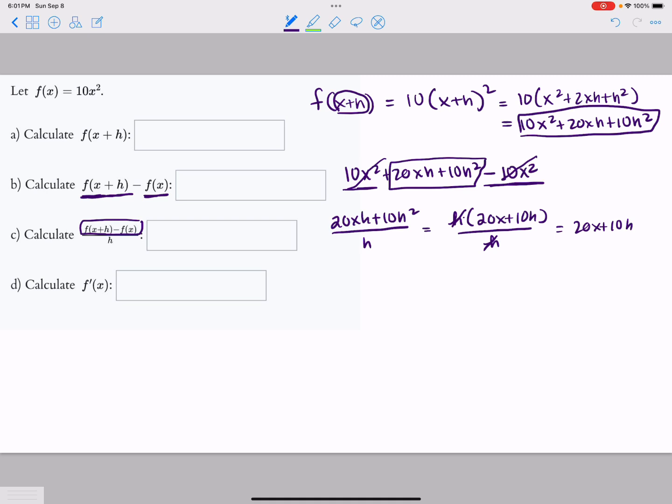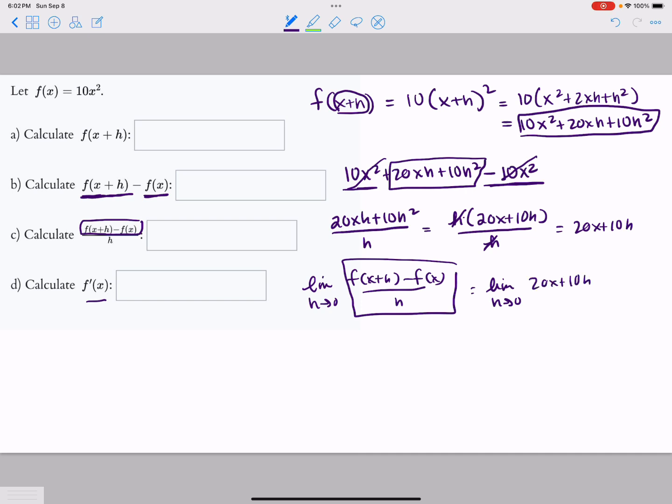And in the last part, you're asked to evaluate the derivative. So the derivative is the limit as h approaches 0 of f of x plus h minus f of x all over h. I've already got this expression, so this is the limit as h approaches 0 of 20x plus 10h. I don't have any divisions by 0, so all I need to do is plug 0 in for h, and I'm left with 20x. So 20x is the derivative of 10x squared.